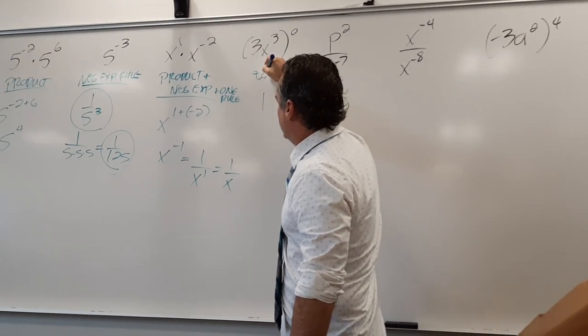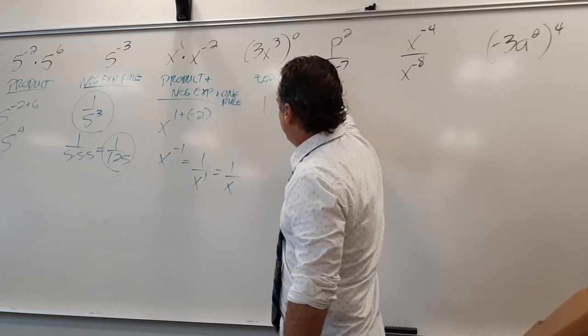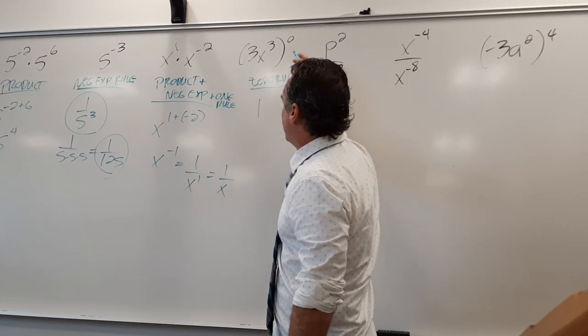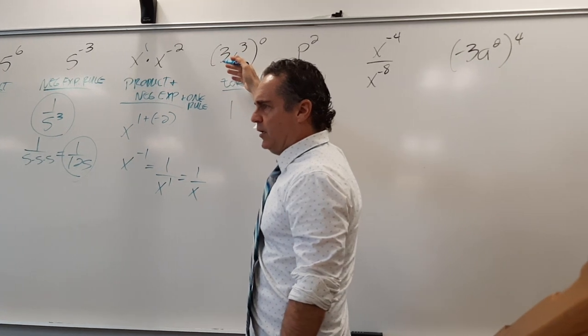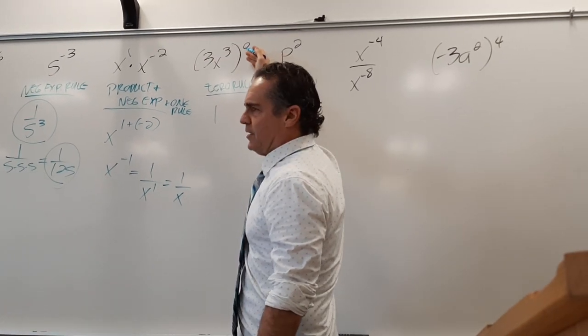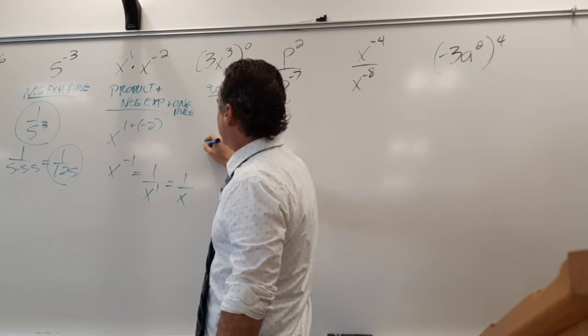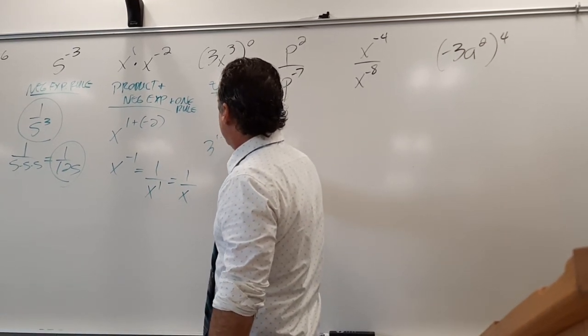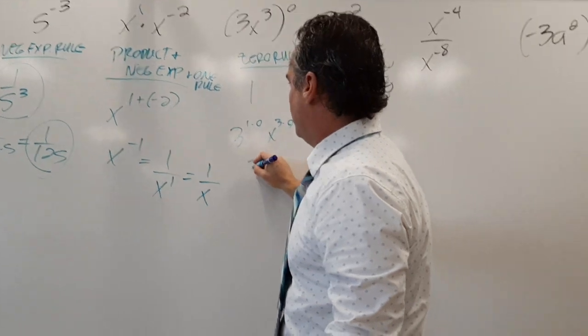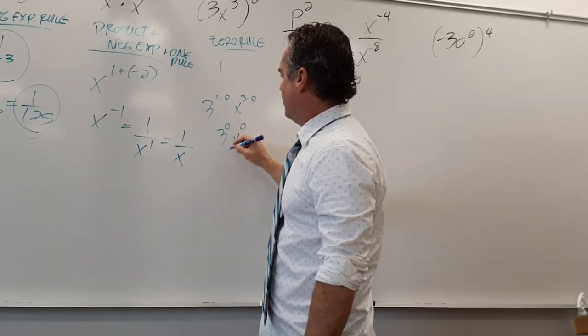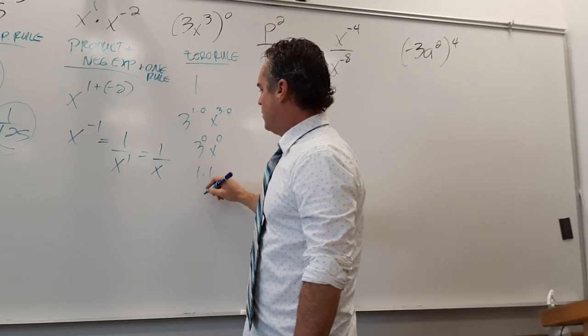This is just the 0 rule, okay? Hopefully all you had to do there was understand that everything in the parentheses receives the power. If the parentheses is all surrounded by a 0 degree, then everything is 1. If you needed to, you could say that's 3 to the 1 times 0, and x to the 3 times 0, that would give you 3 to the 0 over x to the 0. 3 to the 0 is 1, x to the 0 is 1, 1 times 1 is 1.